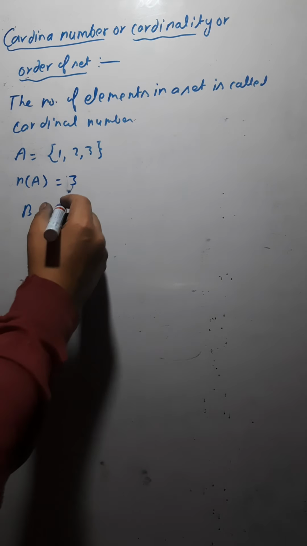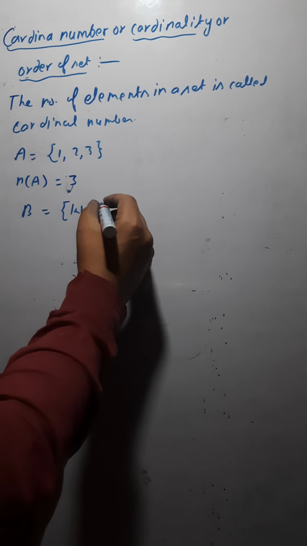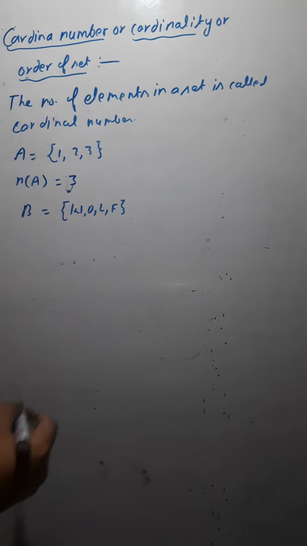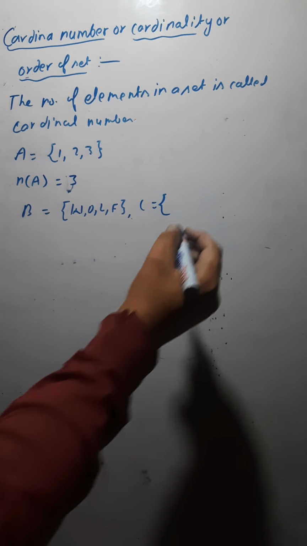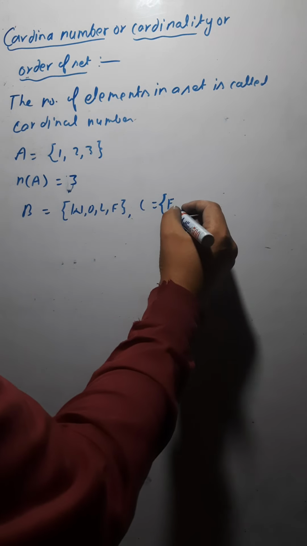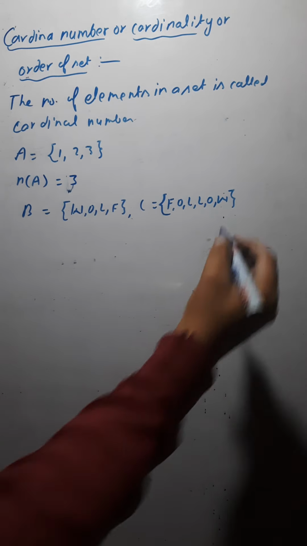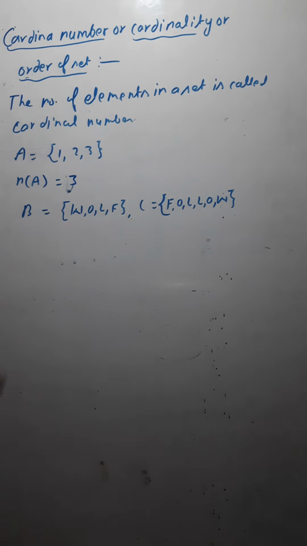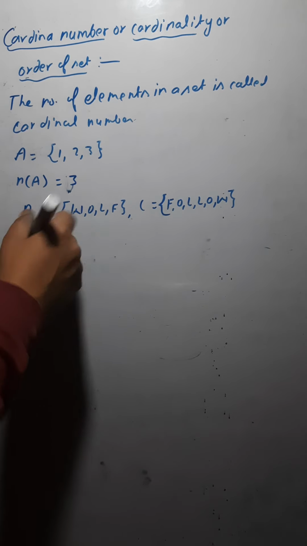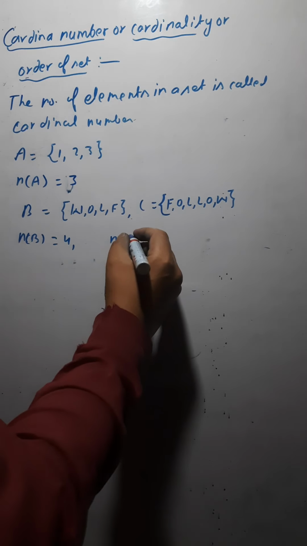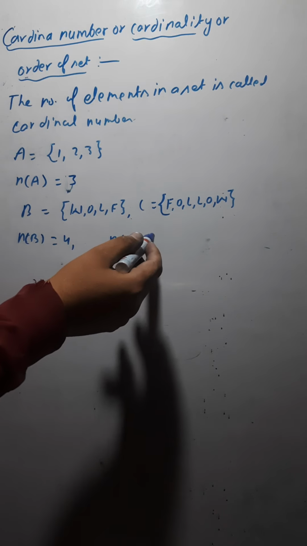Let me give you another example. Suppose we have 2 sets. One is the set B and it contains 4 elements: W, O, L, F. It's the famous example. And we have another set, let's say C, which also contains similar elements but in a different way: F, O, L, L, O, W. Can you tell me the order of both sets? If I ask you the order of B, you would say there are 4 elements, so you would write 4. If I ask you the order of C, how many elements are there? 1, 2, 3, 4, 5, 6. Should I write 6 here?